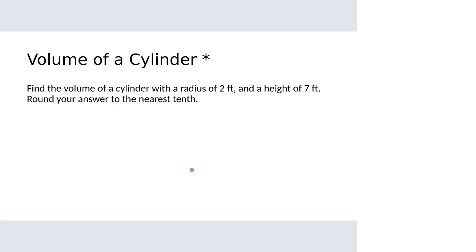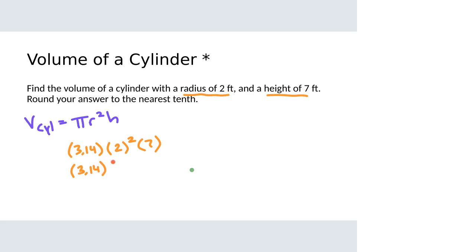All right, so we want the volume of a cylinder. So the volume of a cylinder is pi r squared h. And here we are told that the radius is 2 and the height is 7. So this is going to be 3.14 times the radius squared times the height. So that's 3.14, 2 squared will be 4, times 7. And then we'll multiply all that together. 3.14 times 4 times 7 is 87.92.